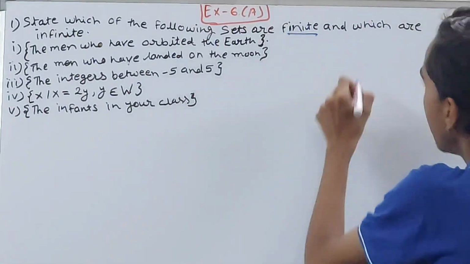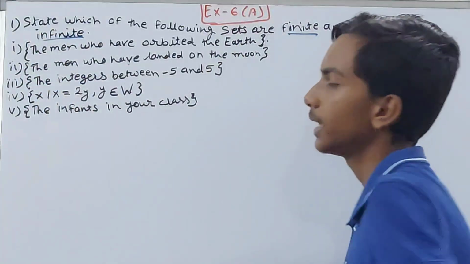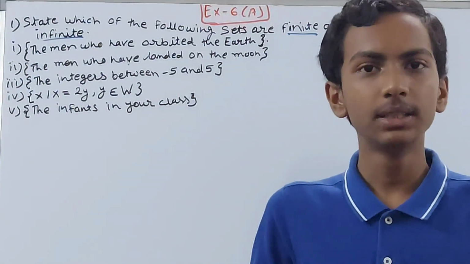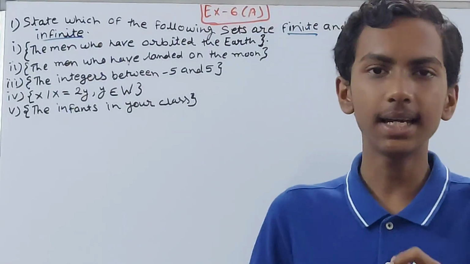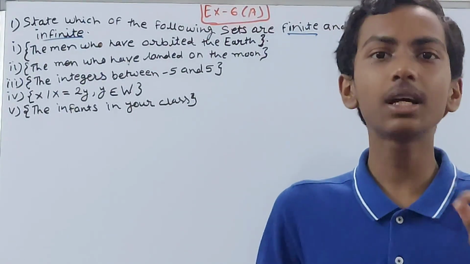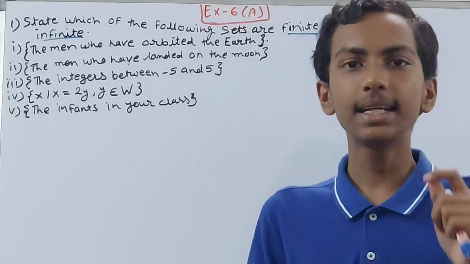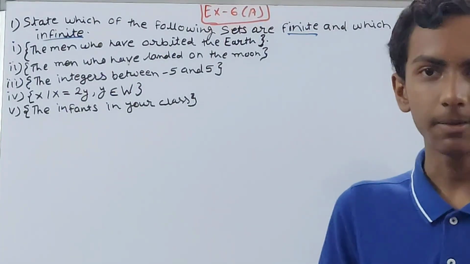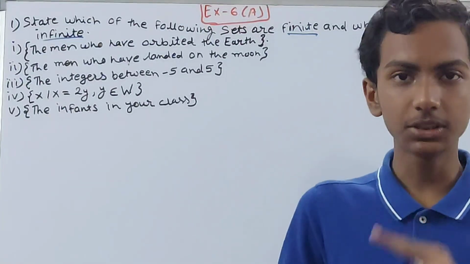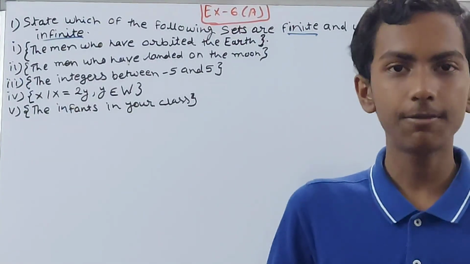Now, what are finite and what are infinite sets? If you can count the elements of a set, then that set is a finite set. And if you cannot count, the counting never comes to an end, then that set is an infinite set. If the counting comes to an end, it is a finite set, and if the counting does not come to an end, it is an infinite set.